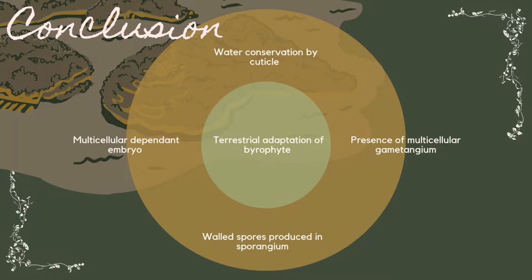That's all for the content, and now the conclusion. As for the conclusion, we know that there are four adaptations of bryophyte. There is water conservation by cuticle, presence of multicellular gametangium, wall spores produced in sporangium, and lastly multicellular dependent embryo.